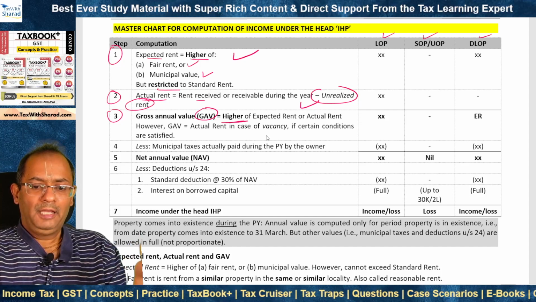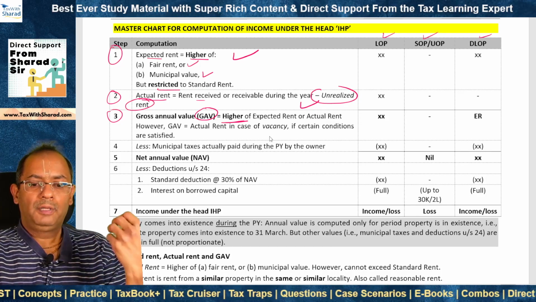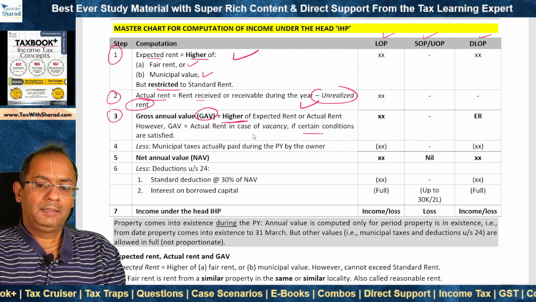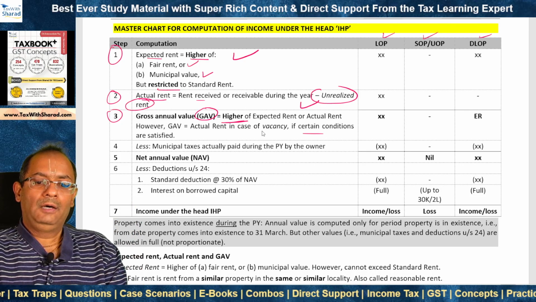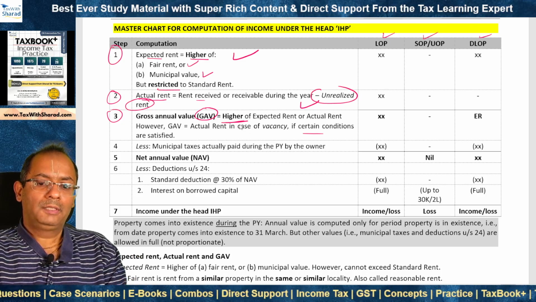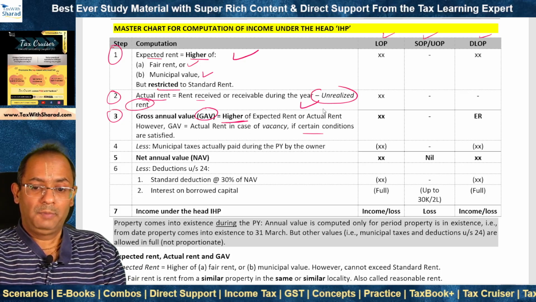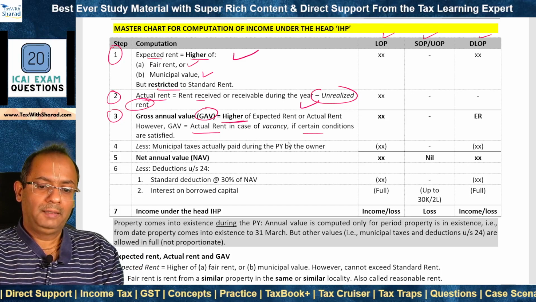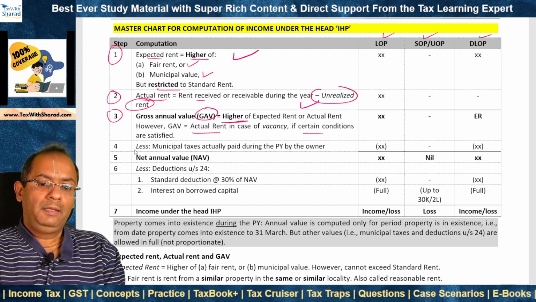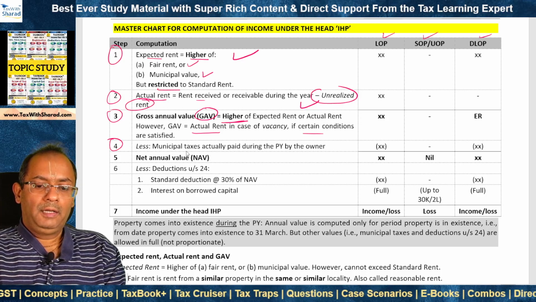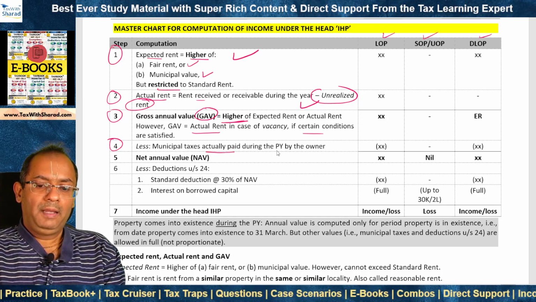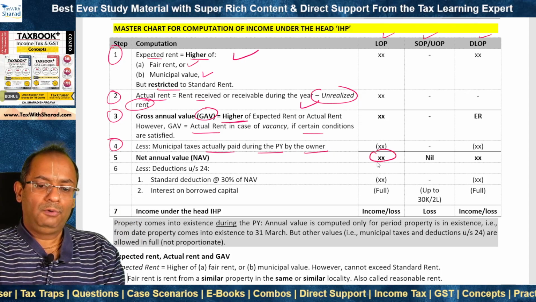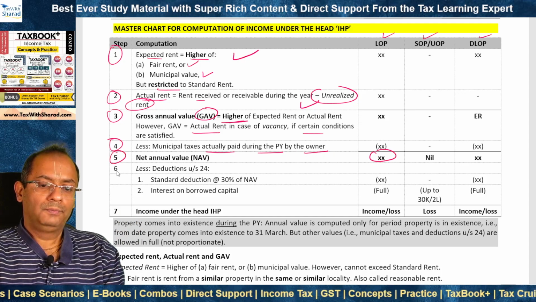But there may be a case where the property is let out and there is a vacancy, and if certain conditions in that case are satisfied, then vacancy allowance is available, as per which the gross annual value GAV is not the higher of expected rent or actual rent, but GAV is equal to actual rent. We will look at that. From the GAV, in step 4, we deduct municipal taxes actually paid during the previous year by the owner. That gives us the amount of NAV or the net annual value.